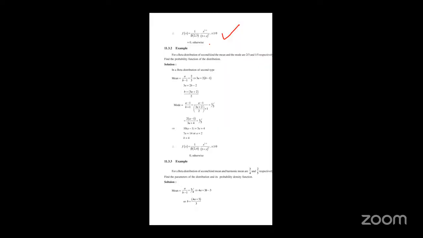So next, coming to another example. So what is the second example? For the beta distribution of the second kind, they gave the mean and mode. Mean is equal to 2 by 3, and mode is equal to 1 by 5. Then they are asking to find the probability function of the distribution. So we'll use the same formula, and we'll do it once. Okay.